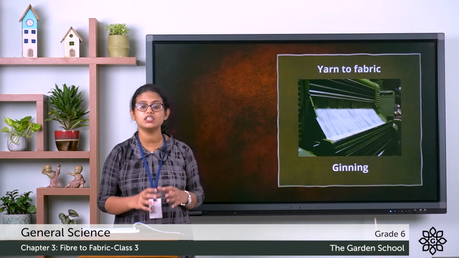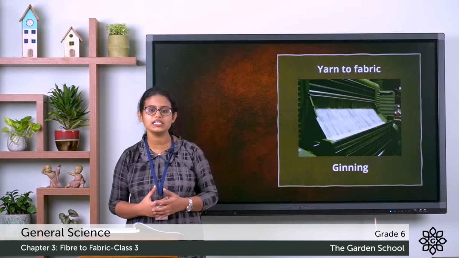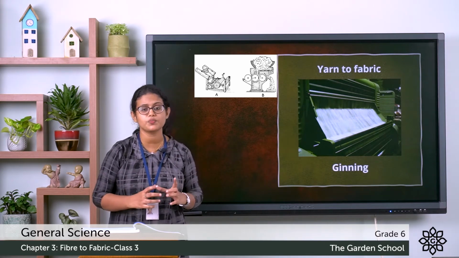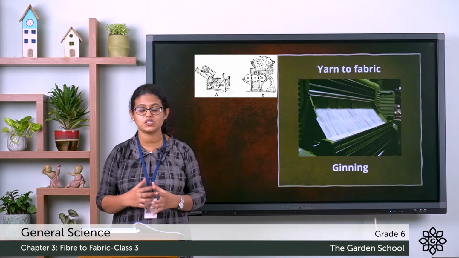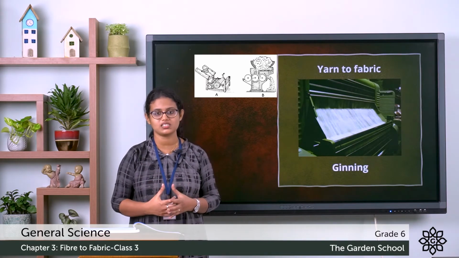Earlier this process was done by hand. But nowadays, this process is done on machines. So the first process is ginning, that is, fiber is separated from the plant part.